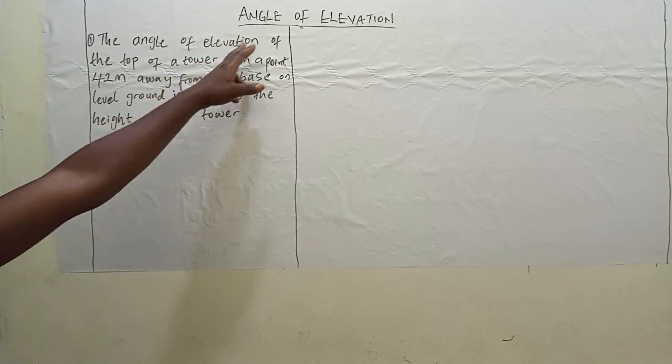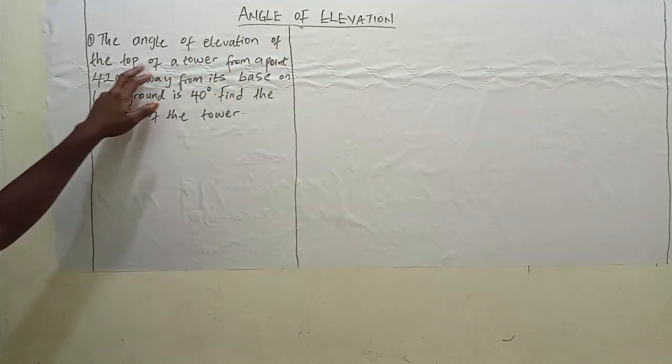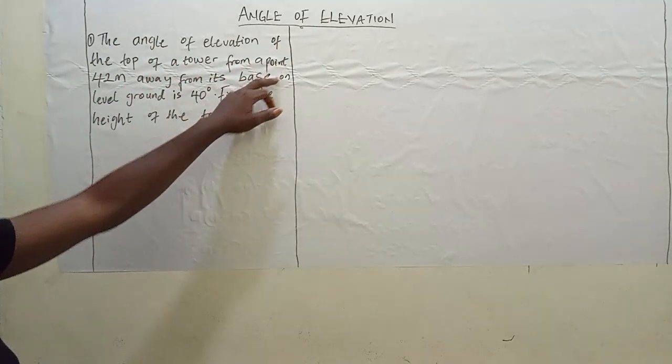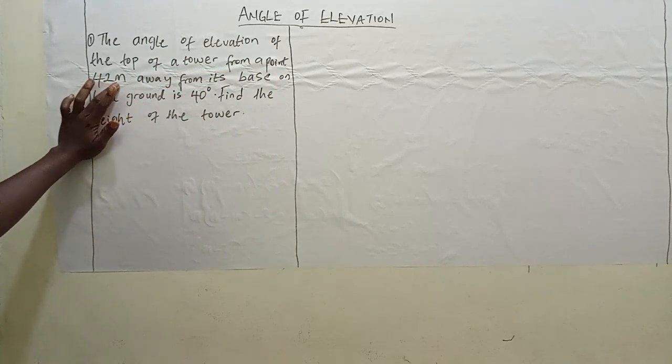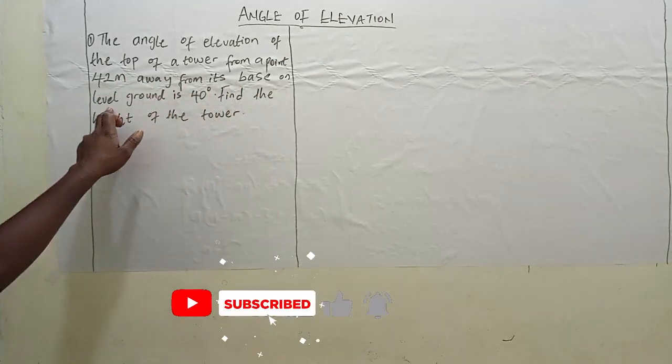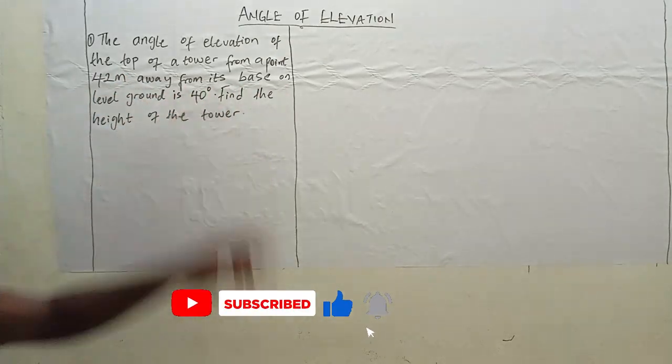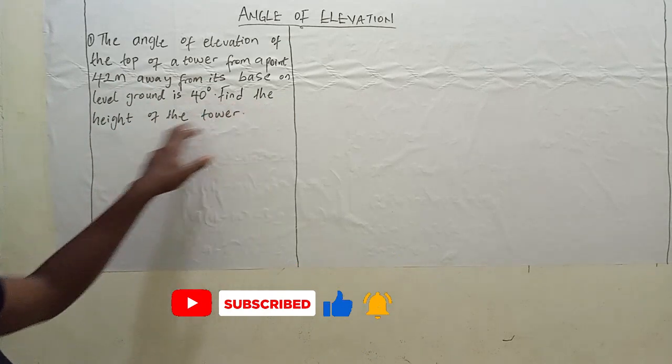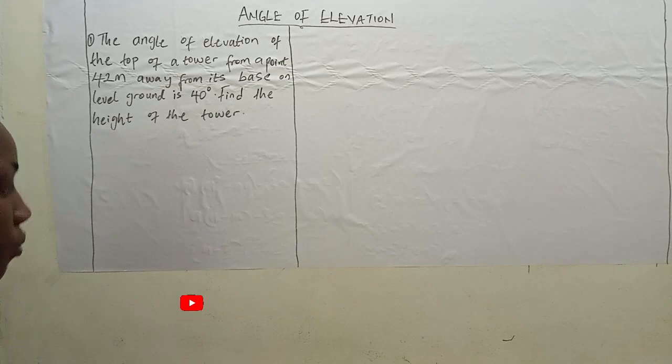The angle of elevation of the top of a tower from a point 42 meters away from its base on a level ground is 40 degrees. Find the height of the tower.